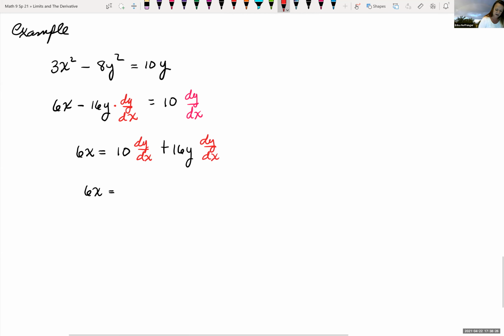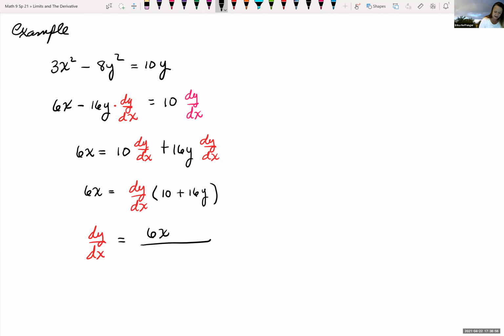So you can factor the derivative out, dy dx, and we would be left with 10 plus 16y. So let's get dy dx by itself. We can divide by that quantity 10 plus 16y. I'm just going to rewrite dy dx on the left-hand side. So we got the derivative dy dx is equal to 6x divided by 10 plus 16y.